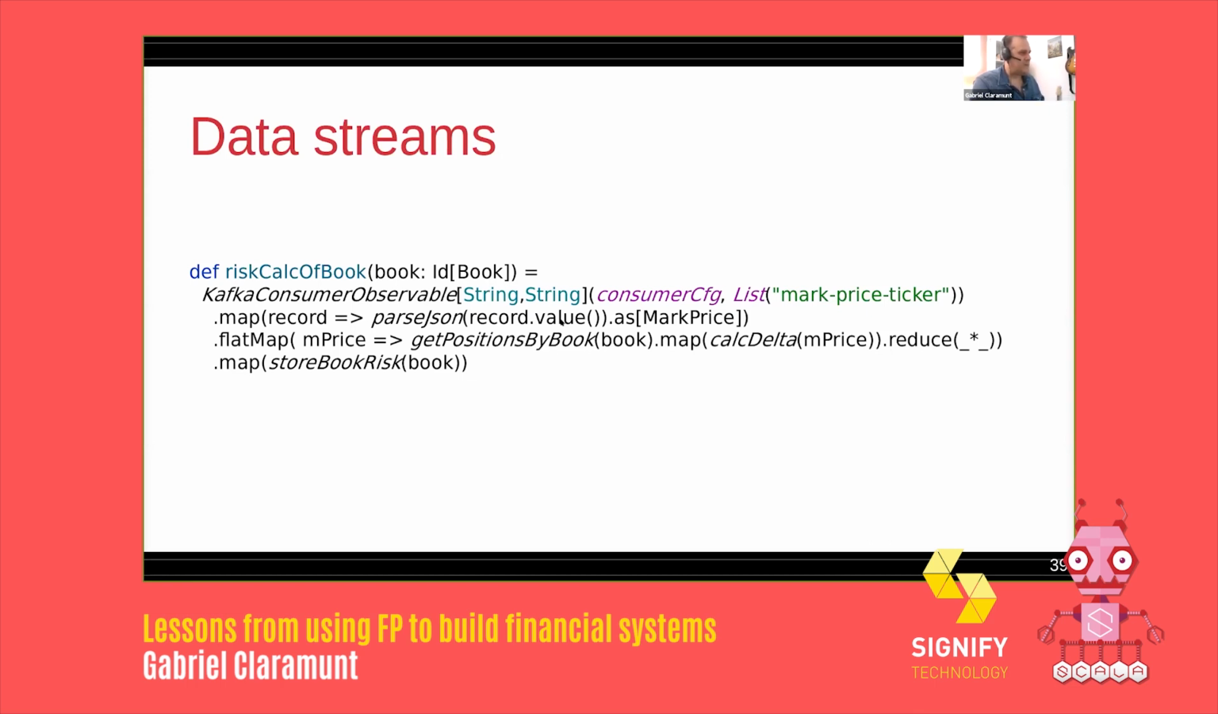And this could be a very simple example, but I really like the way that process can be written in a couple of lines. You can read every step: first parse from JSON, then get the positions for the book, and then for each position with that price, calculate the value, then accumulate the value, and then store it. It's very easy to follow the steps.